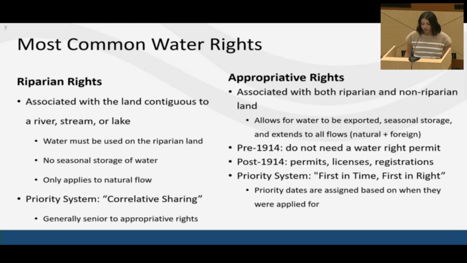Post-1914 appropriative rights include permits, licenses, and registrations. These are obtained by applying for a permit through the State Water Board and are subject to specific conditions.